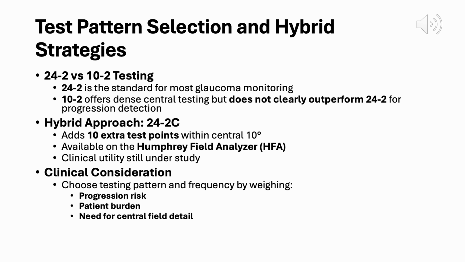When choosing a visual field testing pattern, 24-2 remains the standard for most patients with glaucoma. The 10-2 test provides denser sampling in the central 10 degrees, but current evidence does not show a clear advantage over 24-2 for tracking progression. A newer hybrid strategy, the 24-2C, adds 10 test points centrally and is available on the Humphrey Field Analyzer. While promising, its clinical utility is still being evaluated. Ultimately, the choice of test should be individualized, taking into account the patient's risk of progression, their ability to tolerate testing, and whether detailed central visual field data is necessary.